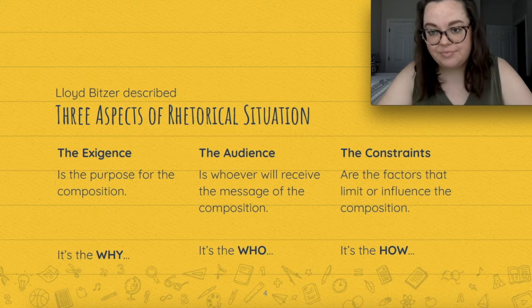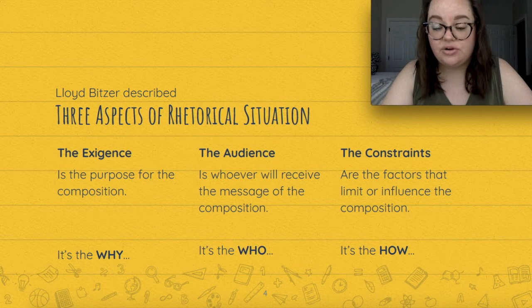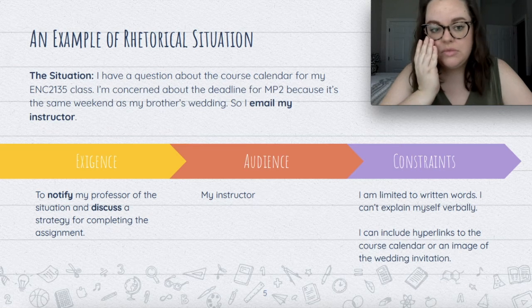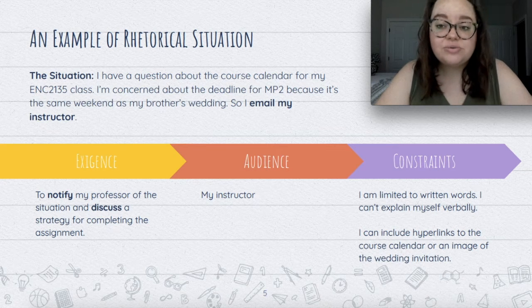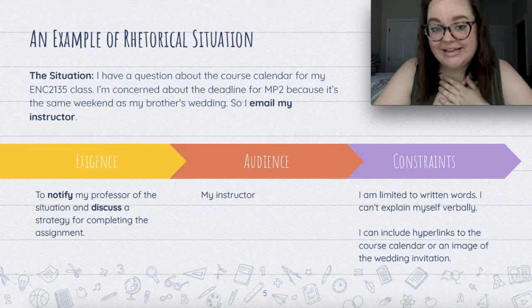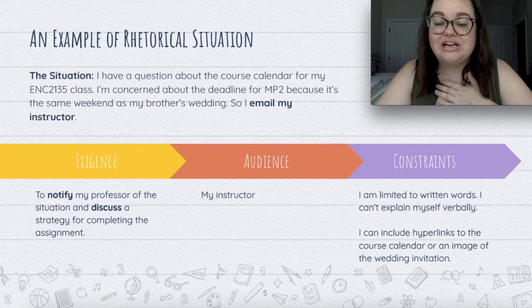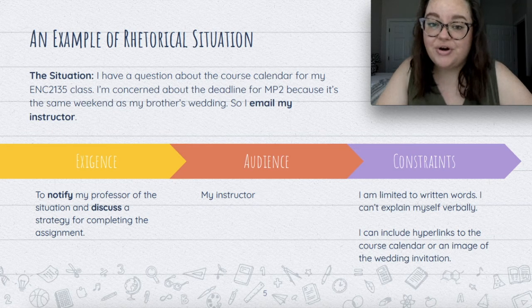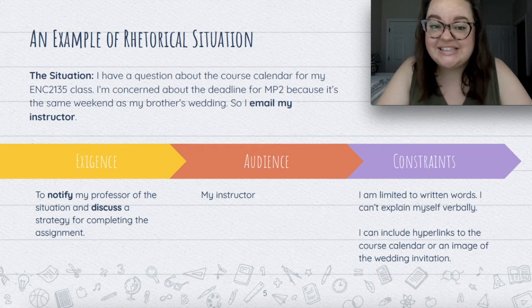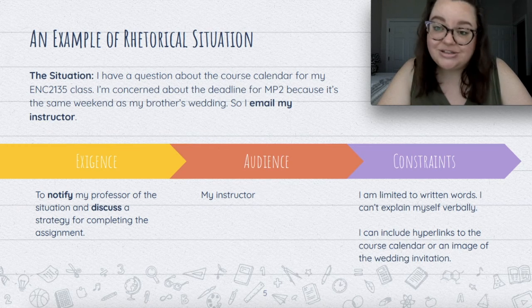So let's look at an example together because I think that's really the best way to learn about rhetorical situation. So for this example, I'm going to lay out a particular rhetorical situation, and then we're going to analyze it together. We're going to look at the 3 aspects of this particular rhetorical situation. So the situation I've laid out here is that I am a student in ENC2135, and I have a question about the course calendar for this class. I'm concerned about the deadline for major project 2 because it's the same weekend as my brother's wedding. So I need to email the instructor. So that's the situation that we're looking at.